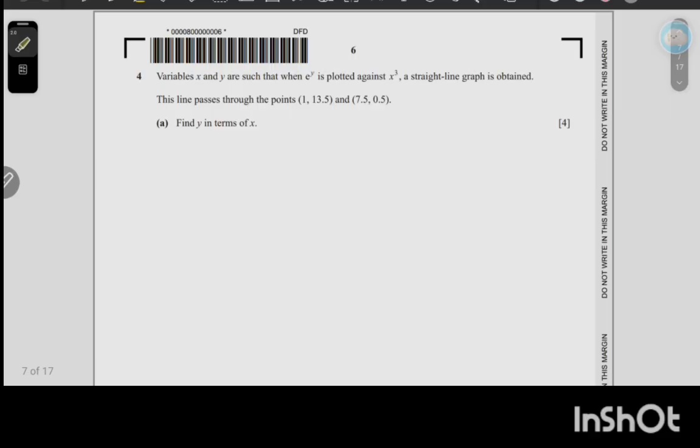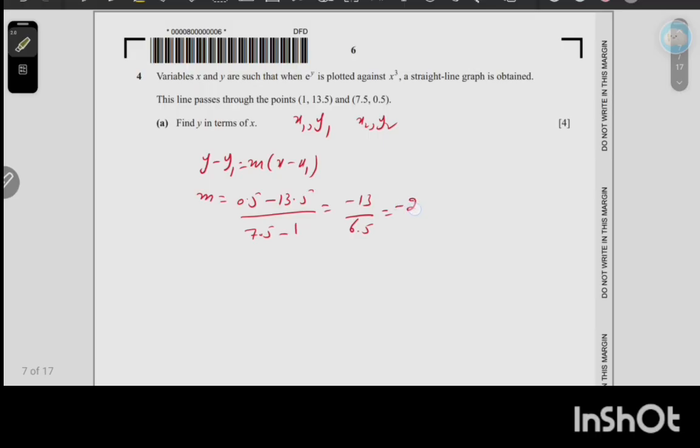Okay dear friends, so this is our x1, this is our y1, this is our x2, this is our y2. Here we have the equation of a line: y minus y1 equals m into x minus x1. First of all, we use the equation of a line. Now find the gradient. The gradient formula is 0.5 minus 13.5 divided by 7.5 minus 1. So here is minus 13 divided by 6.5, we get minus 2.